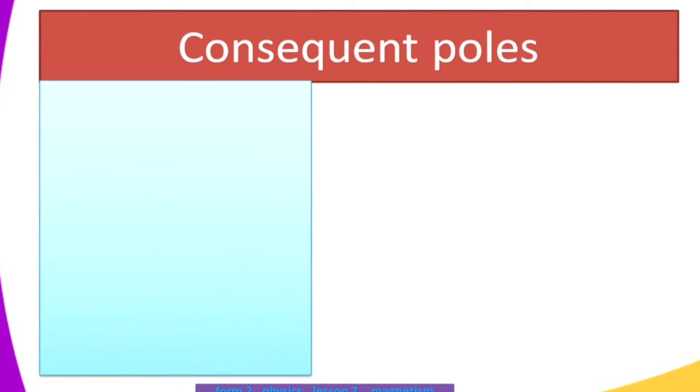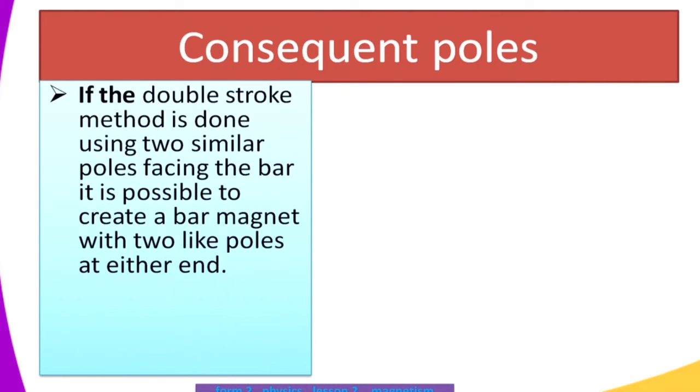Consequent poles are acquired if the double stroke method is done using two similar poles facing the bar. It is possible to create a bar magnet with two like poles at either end. They can be either south-south poles at the ends of the magnet or north-north poles at the ends of the magnet. Those poles that are identical at the ends of the magnets are what we call consequent poles. This can only be achieved if you use a double touch or a double stroke as a method of magnetization, but it's not possible with the single touch method.